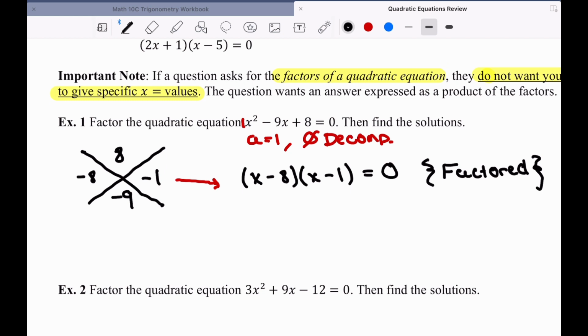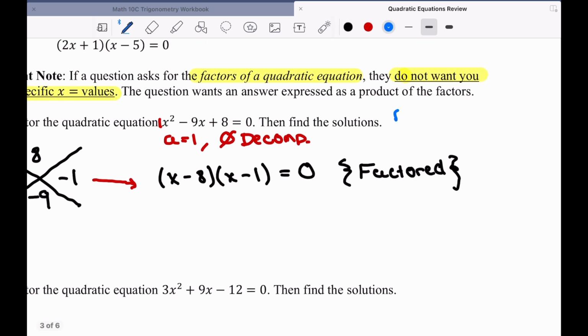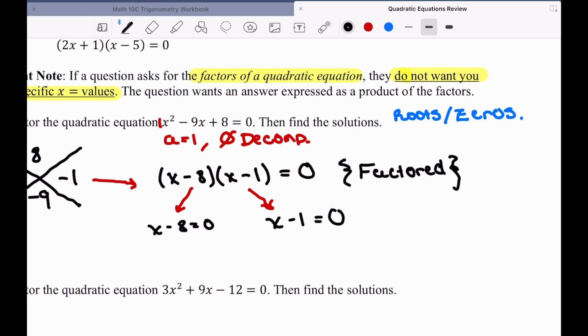Now, what they ask for is, they say, find the solutions. Now, solutions can also stand for roots or zeros. Remember, these three terms are all interchangeable: roots, zeros, or solutions. If I know my factored form, I can separate it into two components equal to 0. I can have one factor equal to 0, so x minus 8 is equal to 0, and then my second factor equal to 0, x minus 1 is equal to 0.